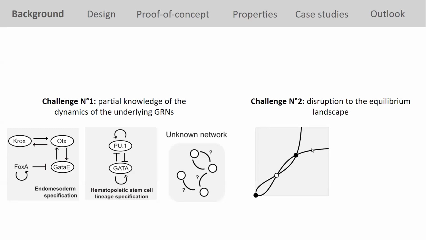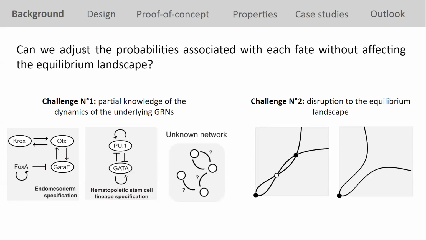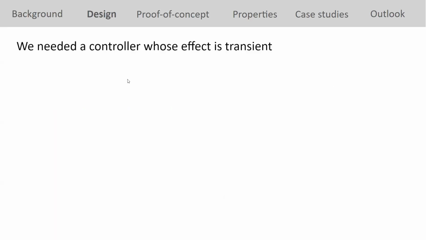That means that this equilibrium landscape gets a little bit disrupted, and these ultimate fates, or stable equilibriums, could eventually get lost. We took this as a design requirement also, and we asked ourselves if we could create a strategy to adjust the probabilities without affecting this equilibrium landscape. So essentially, we needed a controller whose effect was transient.